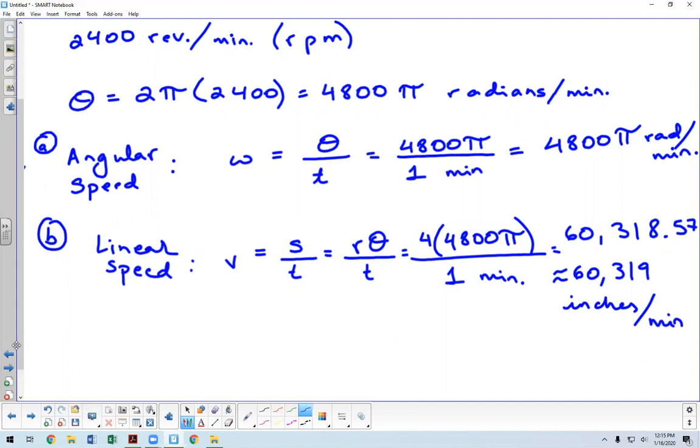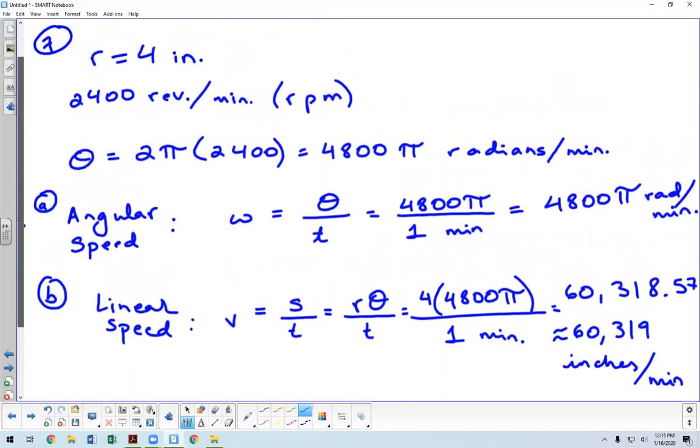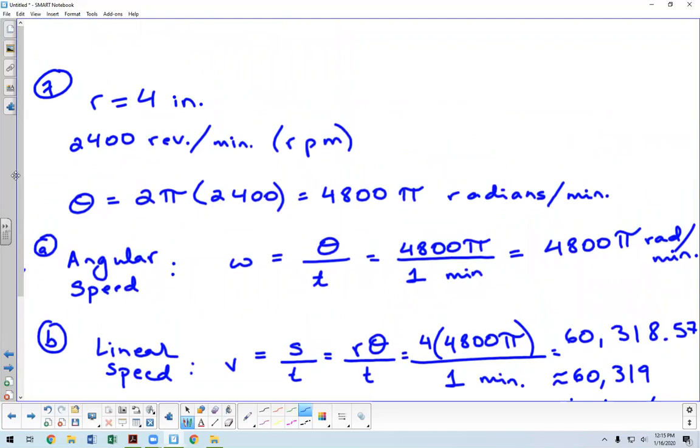Okay. Sure. How do you find the central angle for angular speed? Oh, angular speed. At the top, this one, right? Yeah, the numerator.